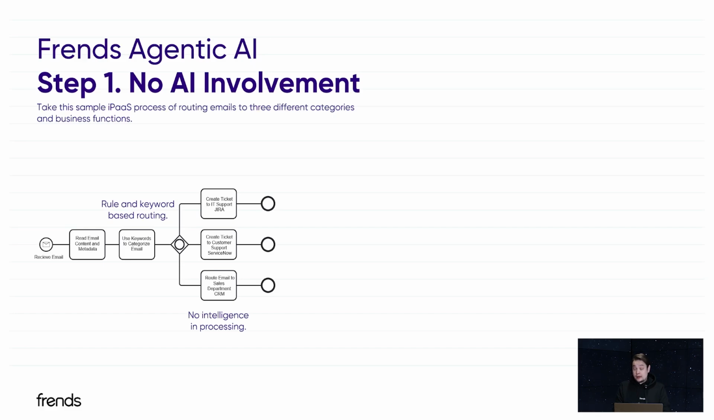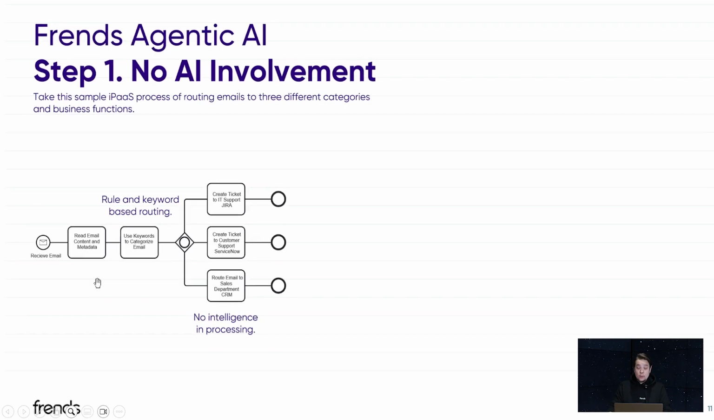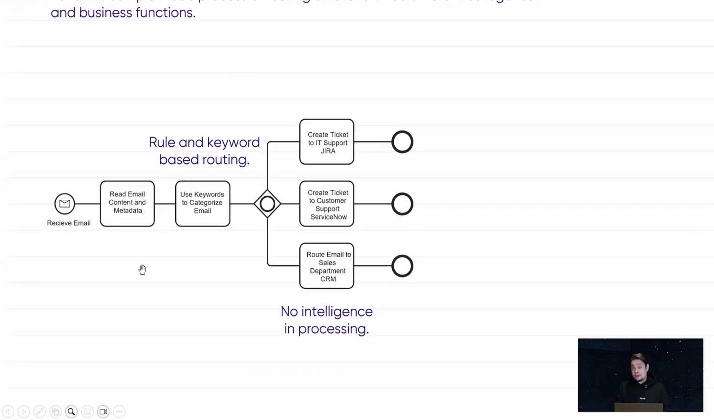So if step number one here is no AI involvement, we have a nice use case where we basically are looking to automate the routing of a customer email. We have an imaginary organization here, which has 3 different business functions. They have IT support, customer support, and sales. And they have a single shared email box where customers can, of course, reach out and contact this imaginary organization, which means that now they need to have a solution in place that detects which of these departments the email should be going towards.